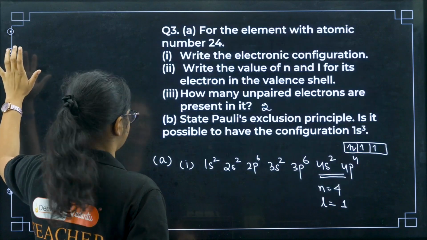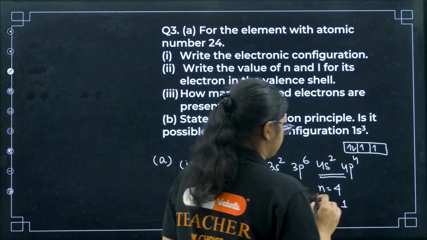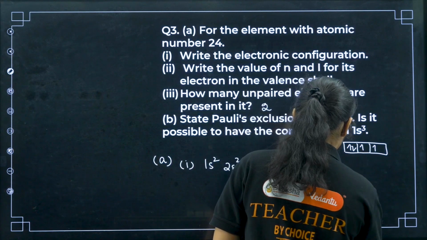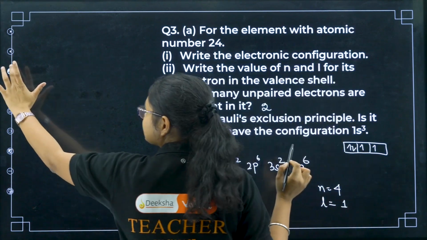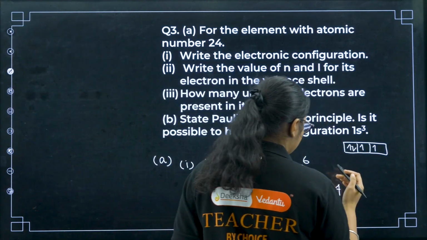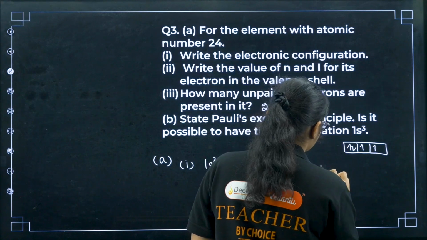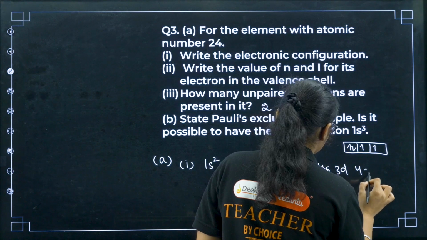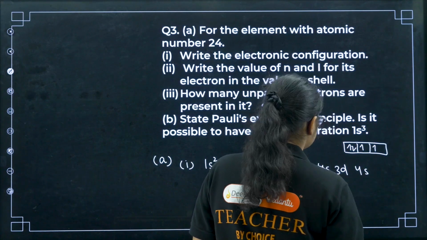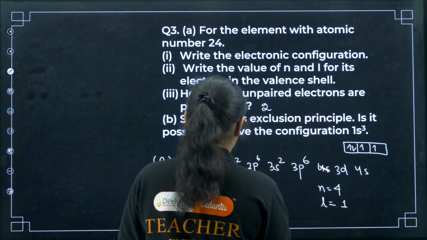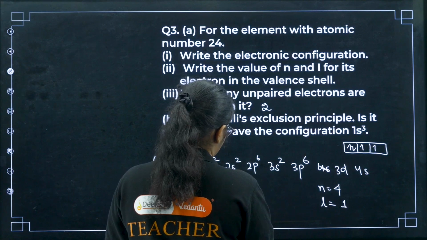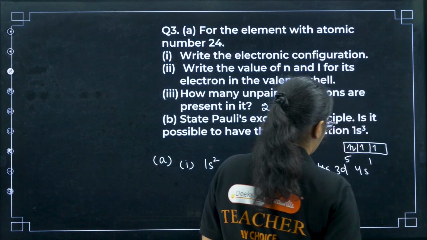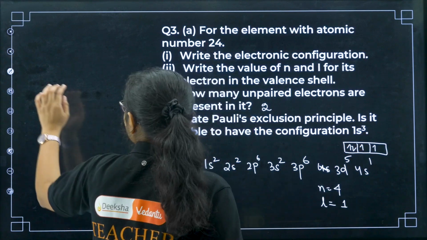Okay, here a small mistake. I forgot, sorry. Here I have missed 3d, right? This is a small mistake here. After 3p, what happens? 3d comes, right? So first 3d will be filled and then 4s will be filled. So how much will we get? 6, 7, 8, 9, 10, 11, 12 plus 5, 17. 3d5 and 4s1 we will get, right?